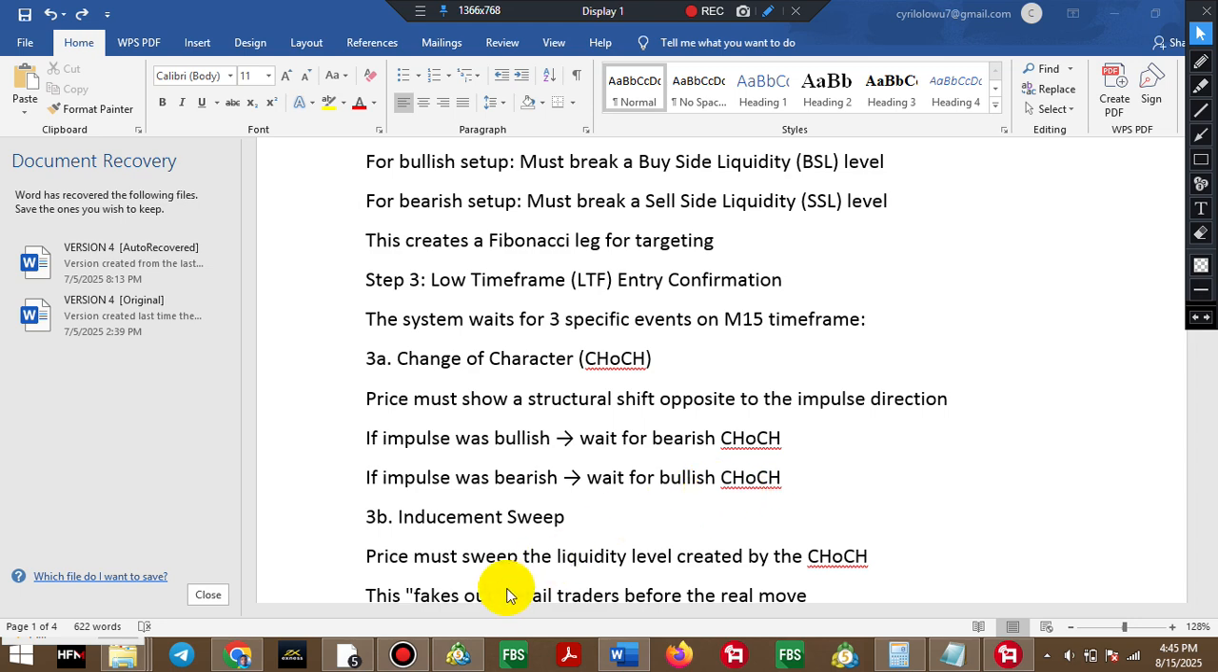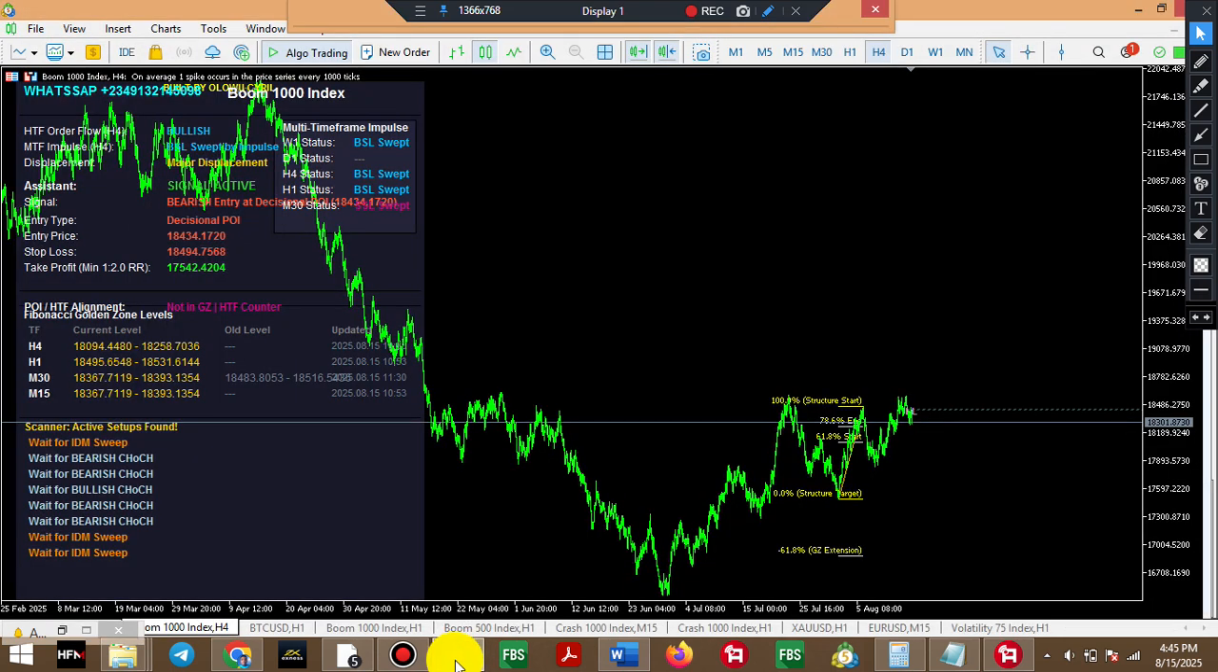Let's go back to the chart and let me show you one thing quickly, which I saw. Is it on Crash 500 earlier? Sorry, Crash 1000.